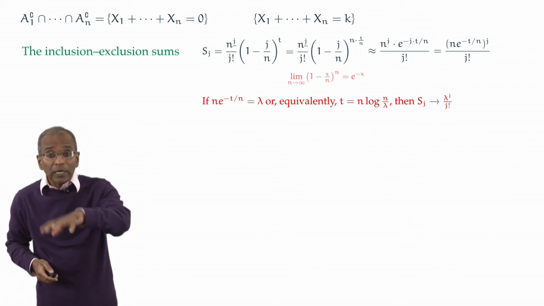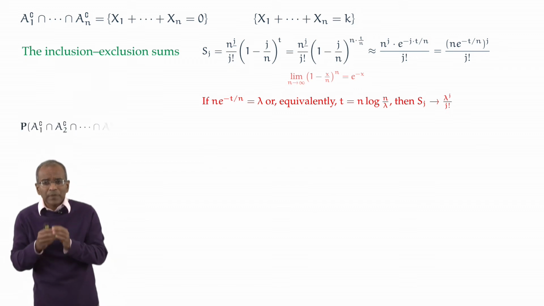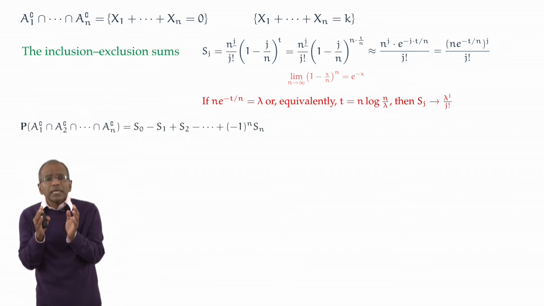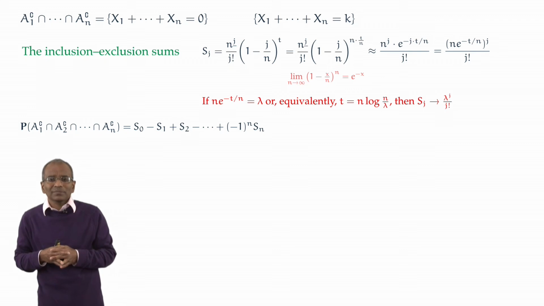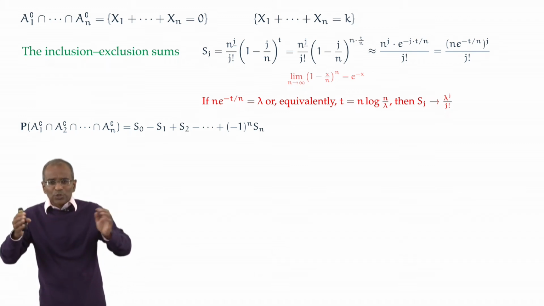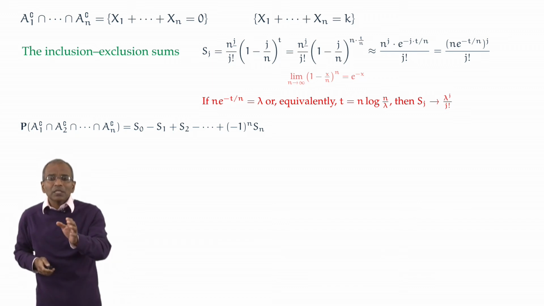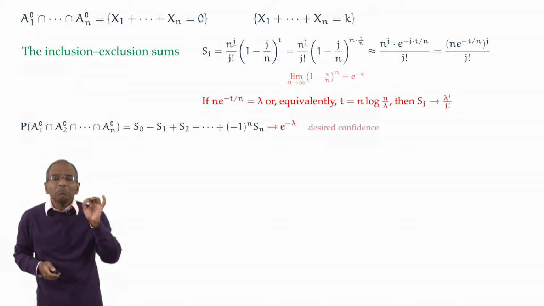Now, if this is the case, let's quickly run through the calculations and then run a slide over what we've discovered. What about the probability that we acquire every coupon? Well, that's an inclusion-exclusion sum. But the Poisson sieve is going to tell us that this is going to behave like e to the power minus lambda.